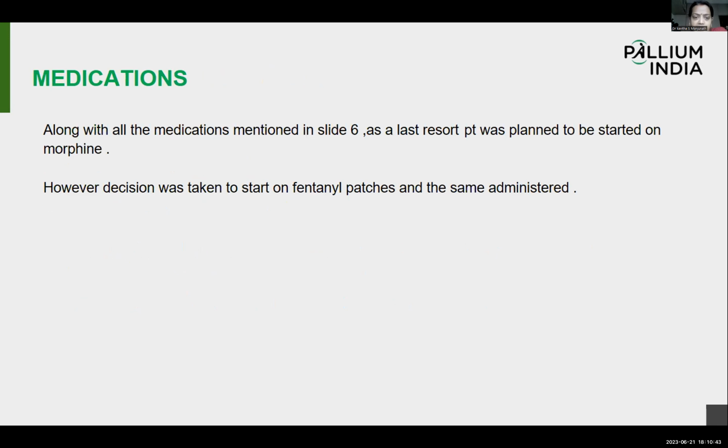Medications, this I've already discussed in the previous slide. Later, in the later stages of his life, the son came up to us and said, doctor, in spite of all these things, he still seems to be in discomfort sometimes in the night, but he's not able to localize where the pain is. There's some agitation, some restlessness still persisting. So then we decided to start him on fentanyl patches, which we tried to procure from a nearby hospital, and the same was administered. Yeah, next slide.